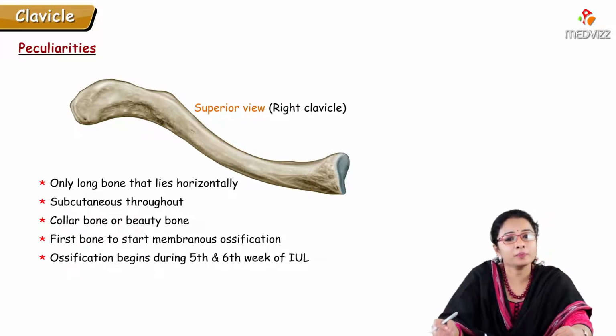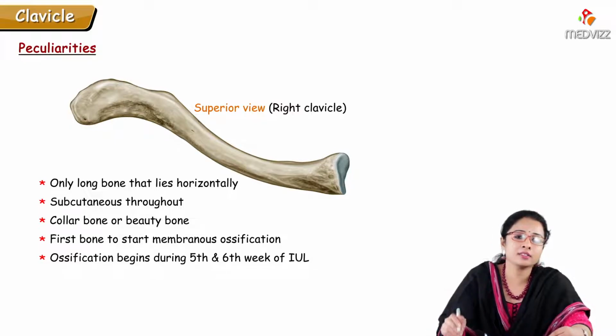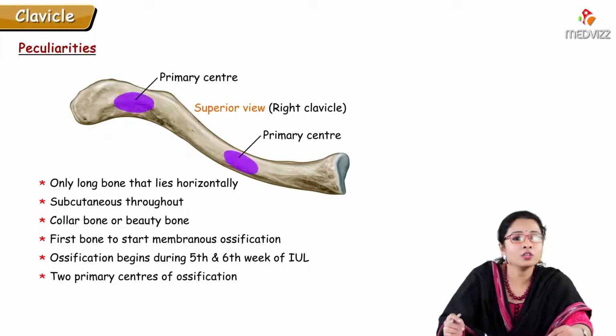The ossification begins during 5th and 6th week of intrauterine life. It is the only long bone which has two primary centers. Usually in all the long bones in our body, the shaft has only a single primary center, but for the clavicle there are two primary centers of ossification.